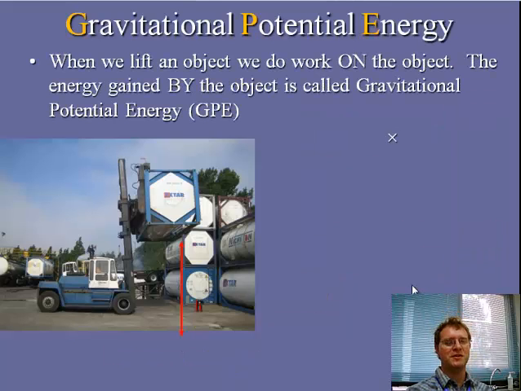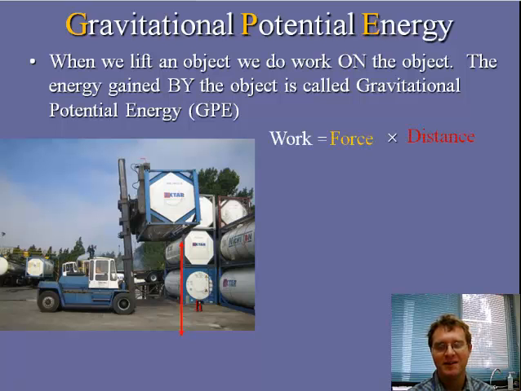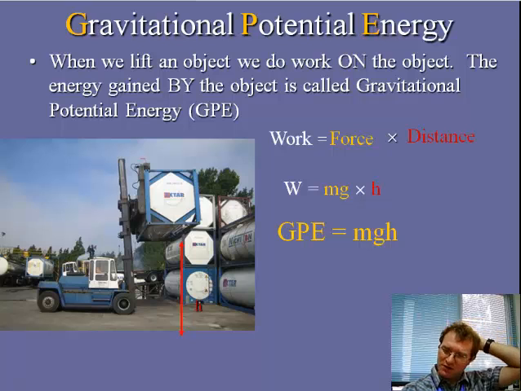Now, gravitational potential energy. So when we lift an object, we do work on the object. Now, the energy gained by an object is called gravitational potential energy. So thinking about our rules beforehand, work equals force times distance. Now the distance is going to be the height gain. The force is going to be us having to overcome the weight. So work is going to be mg times h. So therefore the gravitational potential energy gained is going to be mass times gravity times the height.